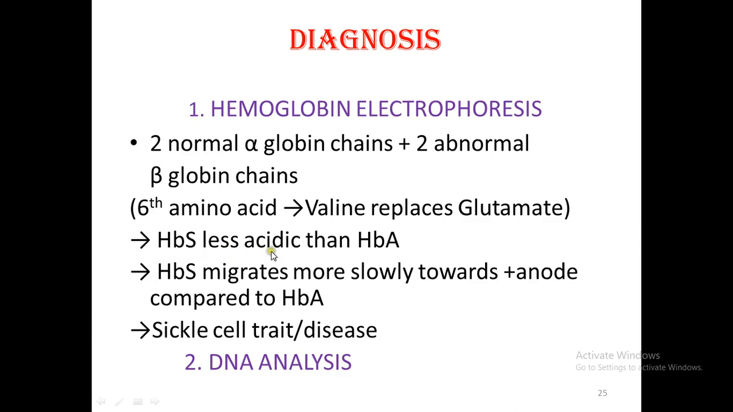Hemoglobin S is less acidic than hemoglobin A because glutamic acid is an acid. Hemoglobin S therefore migrates more slowly towards the anode compared to hemoglobin A. And all this is found in sickle cell trait and also in the full-blown disease. Then DNA analysis to find the exact mutation in the DNA. This can also be done to diagnose sickle cell anemia.